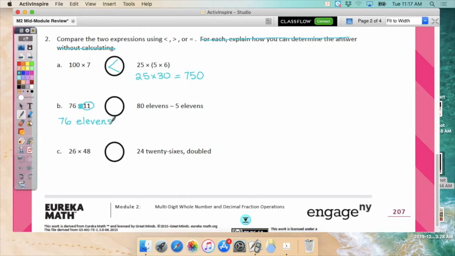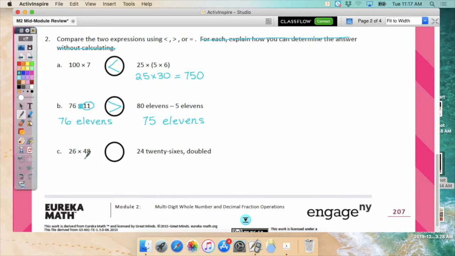Now, this is 80 11s minus 5 11s. How many 11s is this? 75, because 80 minus 5 is 75, so this would be 75 11s. Which one's larger, 76 or 75? 76. Okay. I think it's 12s on your test tomorrow instead of 11s. No. Okay. Doesn't matter. We're still geniuses.